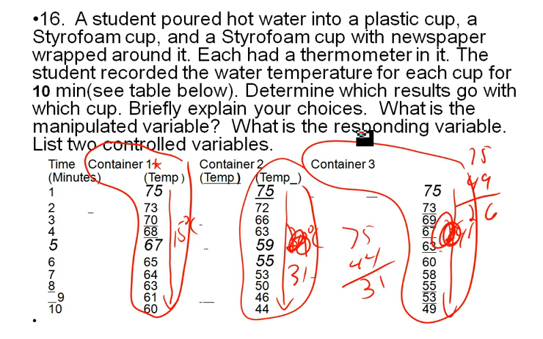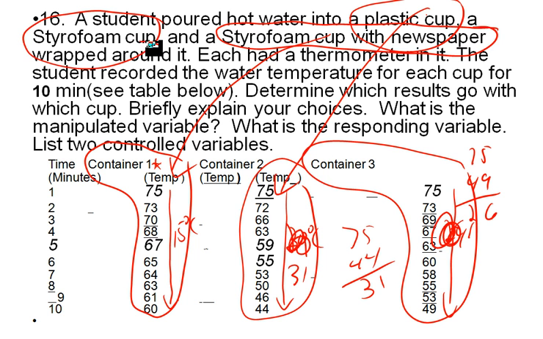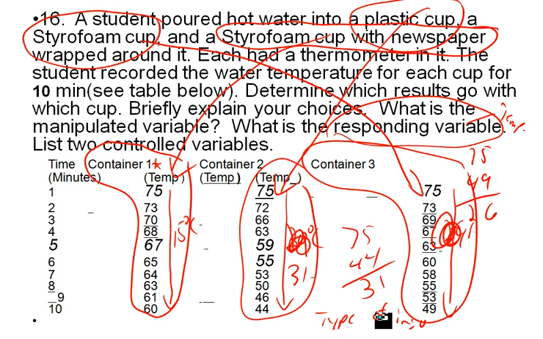So which one would this be? A plastic cup, a styrofoam cup, and a styrofoam cup with newspaper. That one is the best one that's insulated. So it's going to be this one. The plastic cup would be the worst. So which one is the plastic cup? The one that lost the most amount of heat, which is container 2. And the styrofoam cup must be this one. Okay, what's our responding variable? The one we measured, it's temperature. And what's our manipulated? The type of insulation.